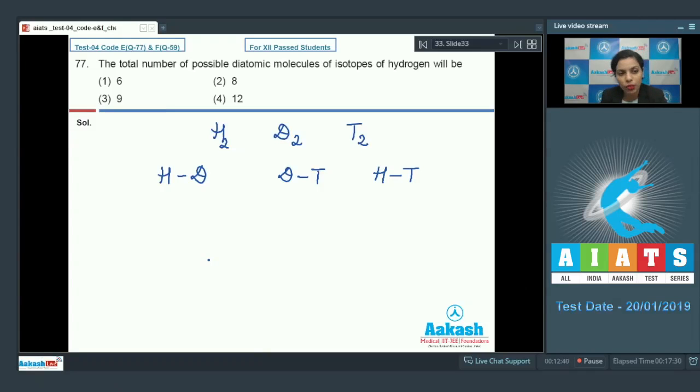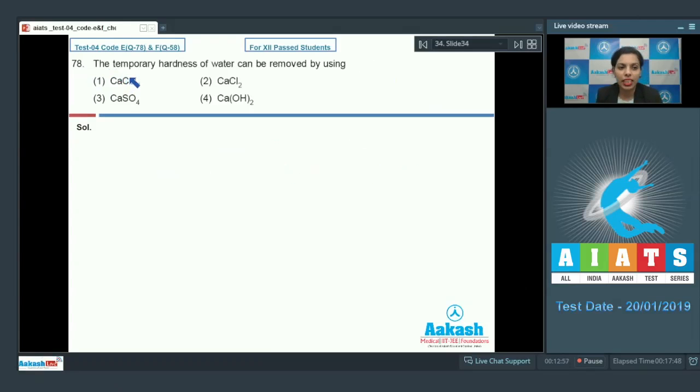So these are the combinations which can be possible there. On the basis of this, you can clearly see that the total number of possible diatomic molecules of isotopes of hydrogen will be 6. And that's given here in option 1. So my answer is option 1 for this particular question. Let's take question number 78.